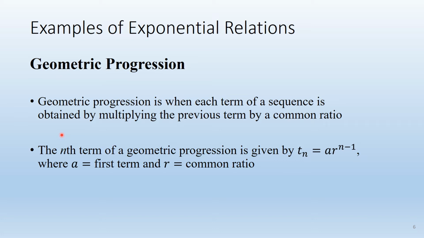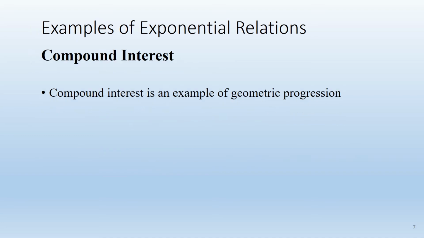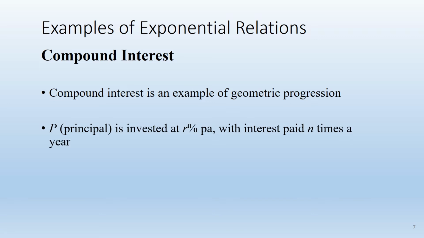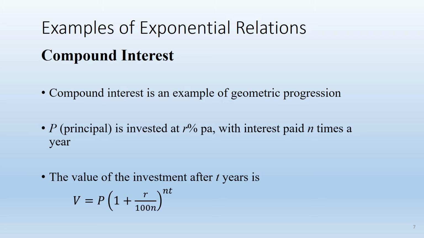So the first term is a, you don't multiply that by the ratio. The second term is a times r, so the second term will be multiplied by r once. Compound interest is another example of a geometric progression. We have a principal amount P that's invested at an annual rate of R%, and interest is paid n times a year. Then the value of the investment is given by the formula V is equal to P times 1 plus the rate of interest divided by 100 over n to the power of n times t.